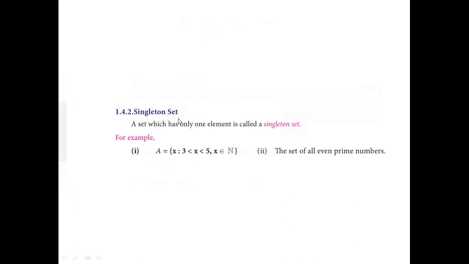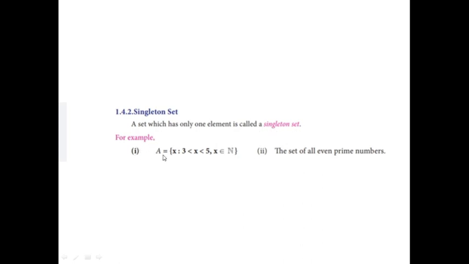The next is the singleton set. If a set has only one element in it, then it is said to be a singleton set. What is a singleton set? If a set has only one element in it, it is said to be a singleton set.